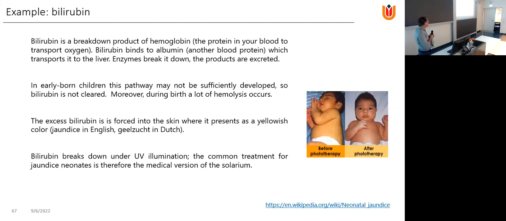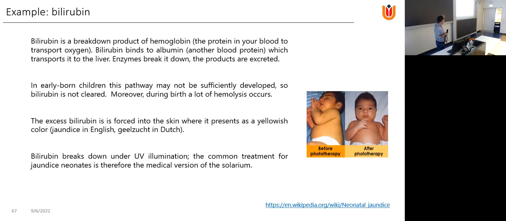Now, in newborn babies, especially babies that are born prematurely, this whole pathway may not be fully developed, which means that the bilirubin is not cleared. This also happens in people who have failing kidneys. Doesn't their skin also tend to turn a yellowish color? Yeah, I don't know exactly what the mechanism for that is, but yeah, that also happens.